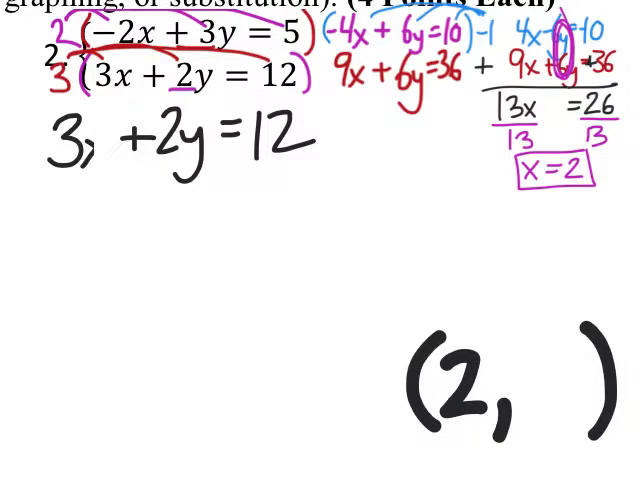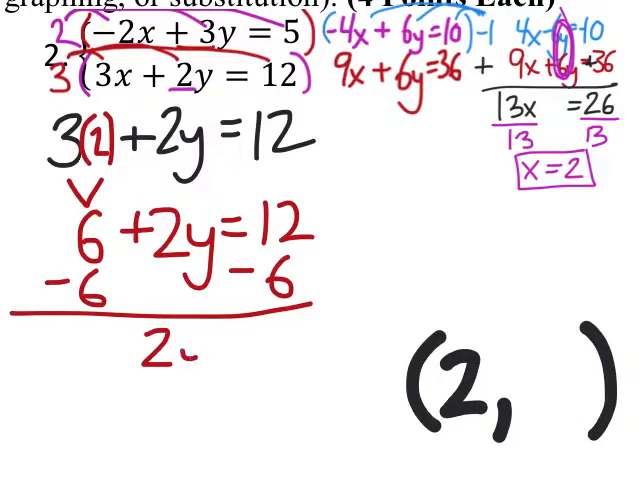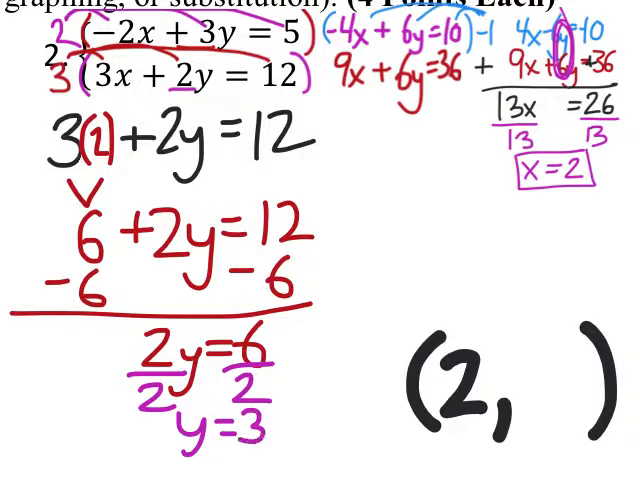But we are saying that x here is 2, so we're going to replace x with 2. This will allow us to solve for y. So 3 times 2 is 6, plus 2y is 12. I'll subtract 6 from both sides. I get 2y equals 6, and dividing by 2, I get y is 3. So on my coordinate pair I have y is 3, but this isn't finished yet, all right?